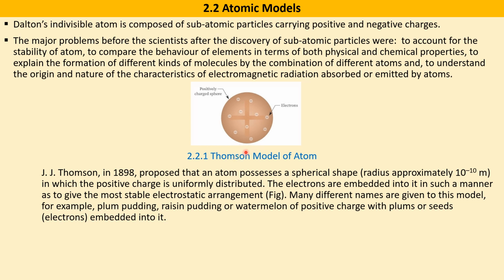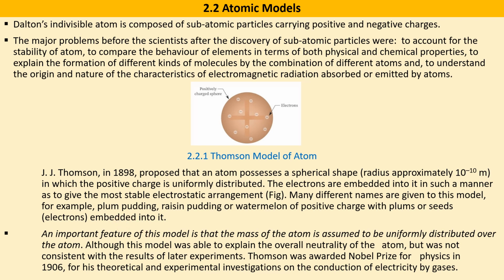Many different names are given to this model. For example, it is called plum pudding, raisin pudding, or watermelon model, a positive charge with plums or seeds, electrons embedded into it. An important feature of this model is that the mass of the atom is assumed to be uniformly distributed over the atom. Although this model was able to explain the overall neutrality of the atom, it was not consistent with the results of later experiments. Thomson was awarded the Nobel Prize for Physics in 1906 for his theoretical and experimental investigations on the conduction of electricity by gases.